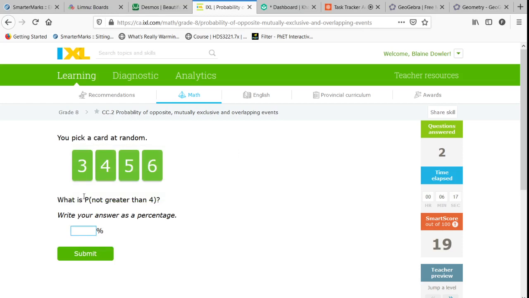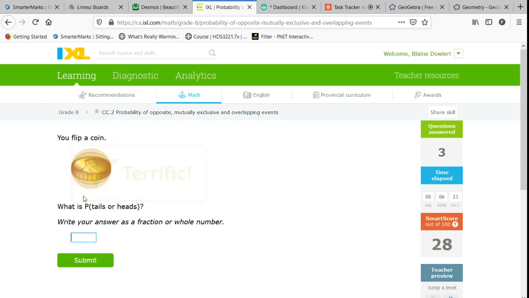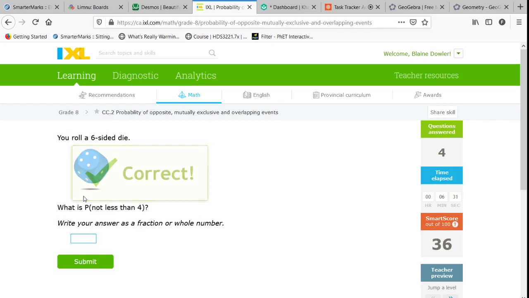What's the probability that the card is not greater than 4? That's equal or less than 4, which is 50%. What's the probability that the coin flip is heads or tails? That's just 1. We don't generally worry about coins that land on their sides. I'll start worrying about that when I see it happen.